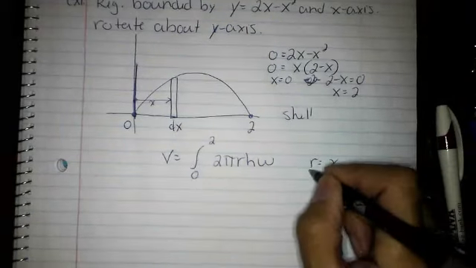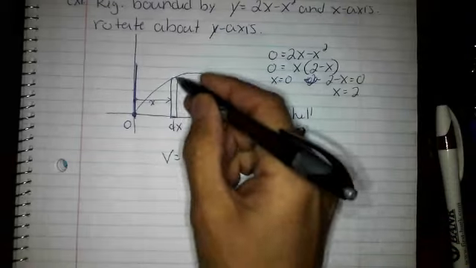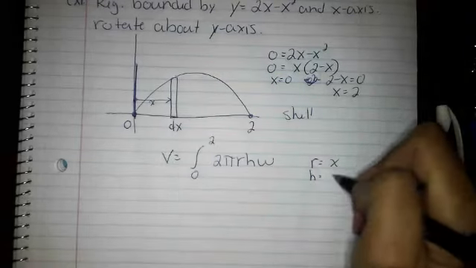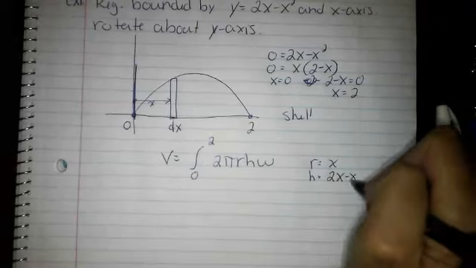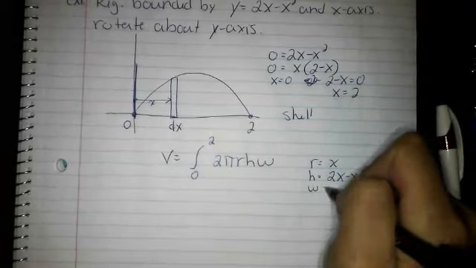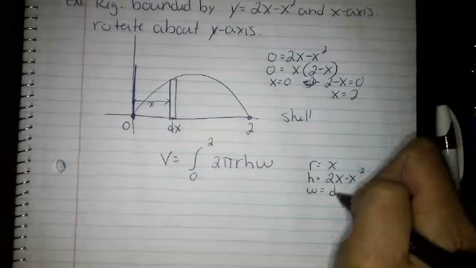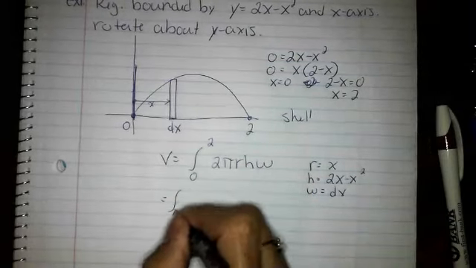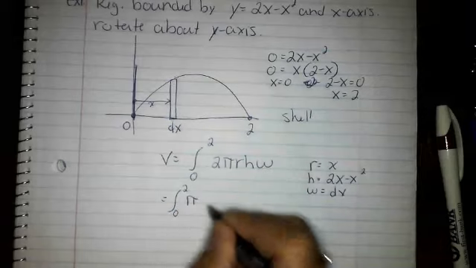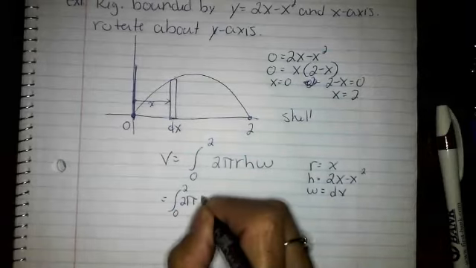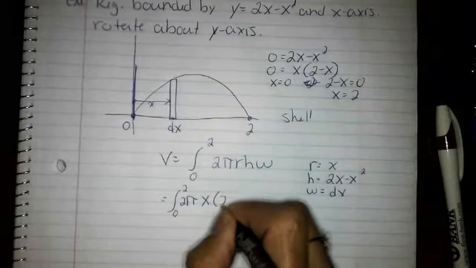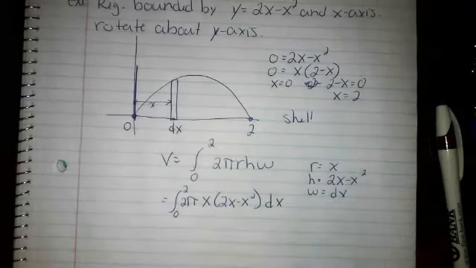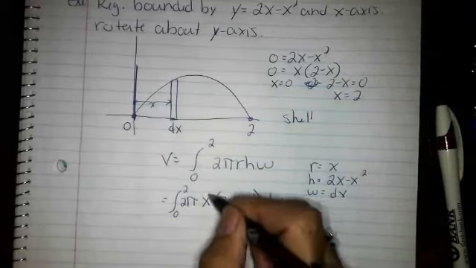My height is top minus bottom. Top is the function. Bottom is 0. So it's just the function. And my width is dx. So plugging all three of those in here: 2 pi x, height is 2x minus x squared, dx. Okay, getting this ready to integrate, I'm going to distribute my x in.